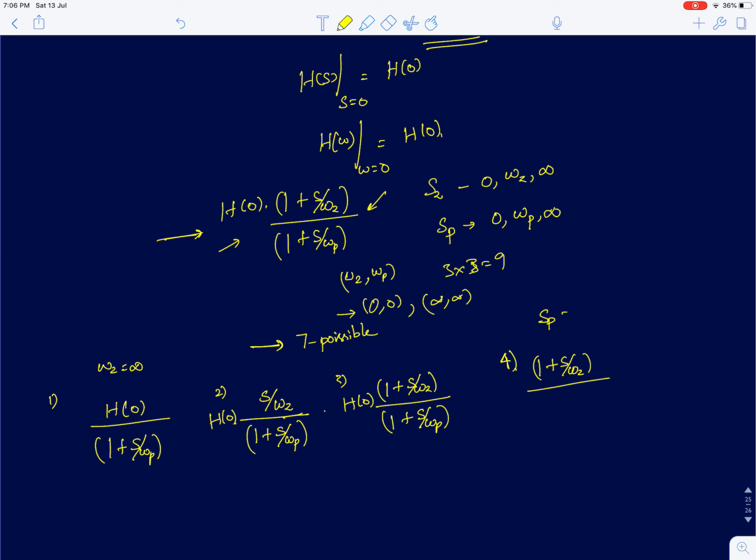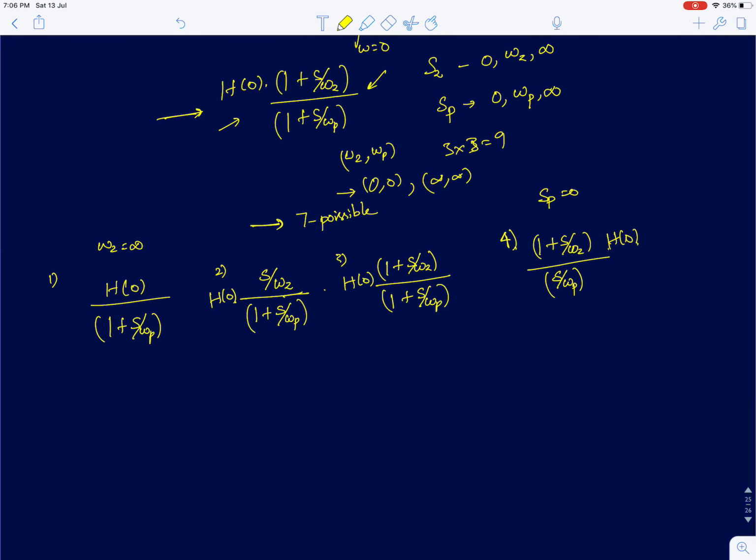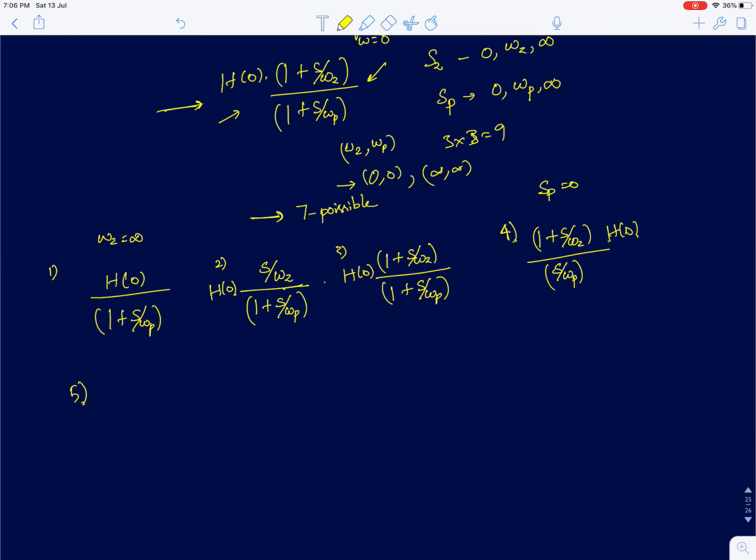You have a low frequency pole or a pole at DC, so that will be s by omega p. I am again multiplying it by h of 0, I will come to that. The other possible transfer function is you can have a pole at infinity, so that will reduce to 1 plus s by omega z into h of 0.